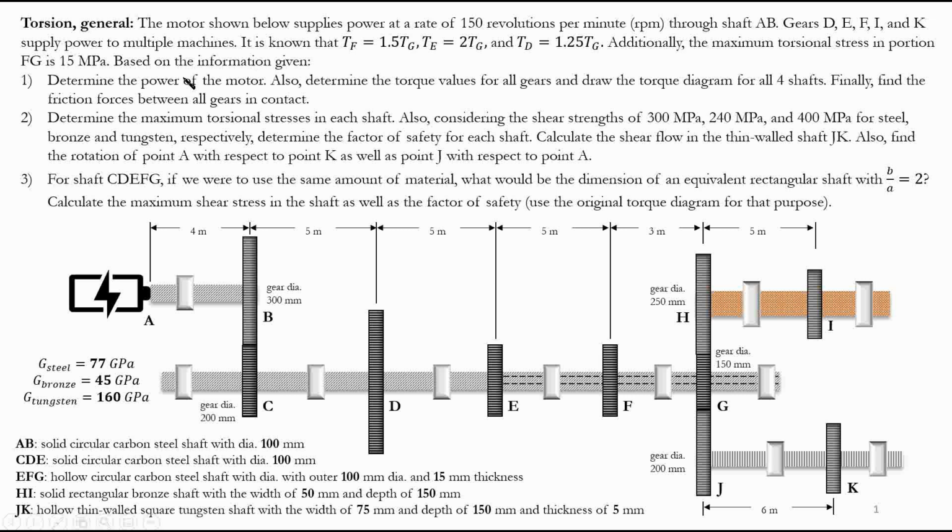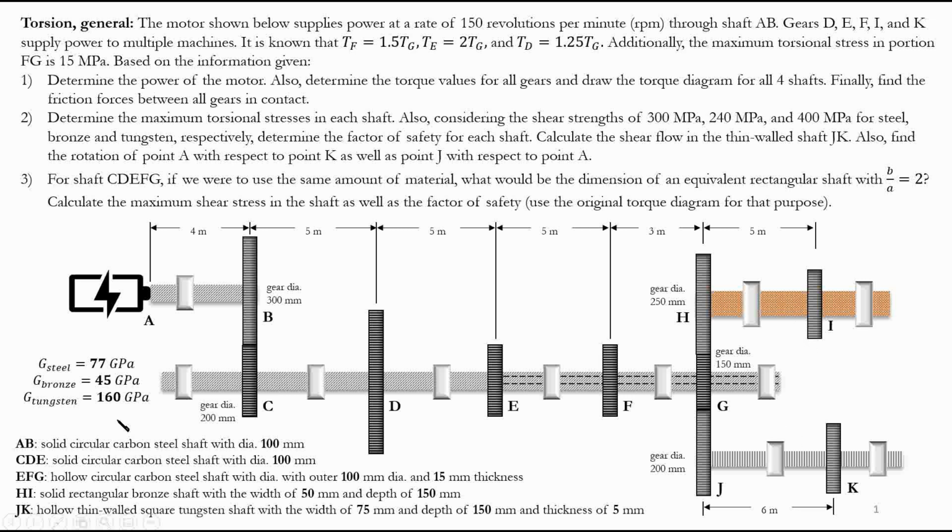So we'll use that information to find all the other torques, right? The questions are basically going to be solved, it's just a matter of using the formula. So determine the power of the motor, determine all the torques for all the gears, and draw the torque diagram for all four shafts. Finally, find the friction force. For all of these, we need the torque values, and we're going to talk about it later. Determine the maximum torsional stress in each shaft, considering the shear strength, find the factor of safety, and calculate the shear flow in shaft JK, which is a thin walled section here.